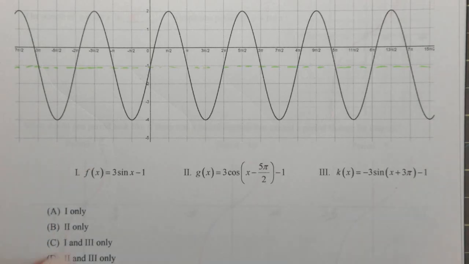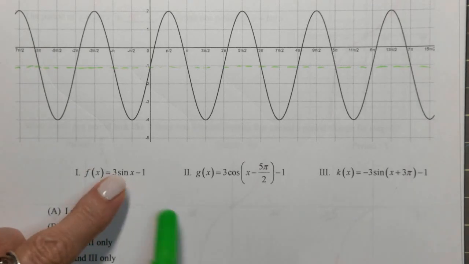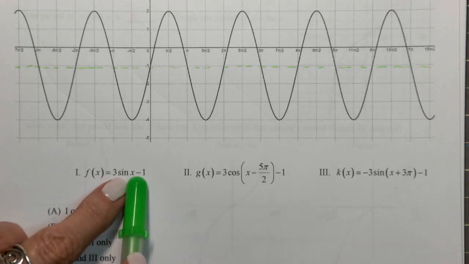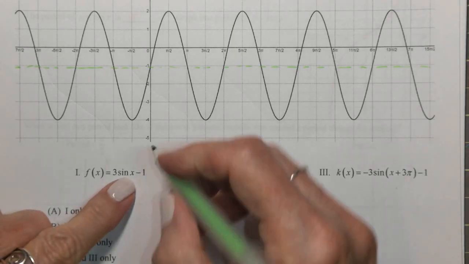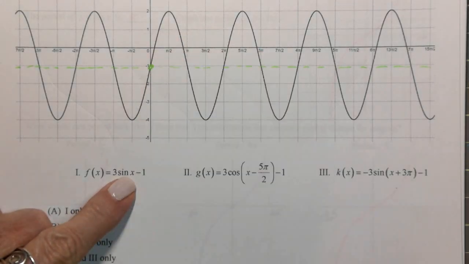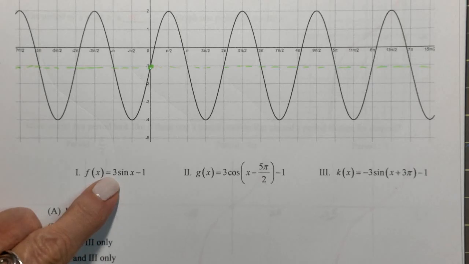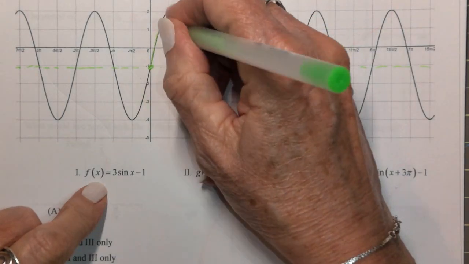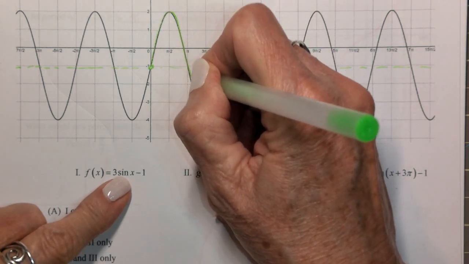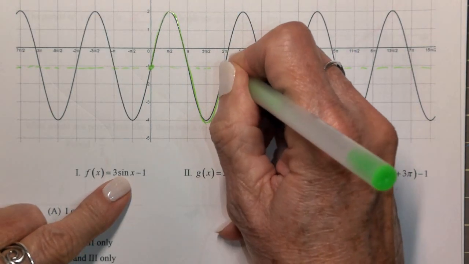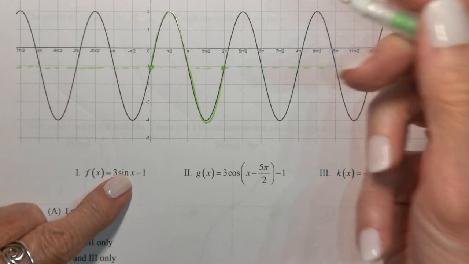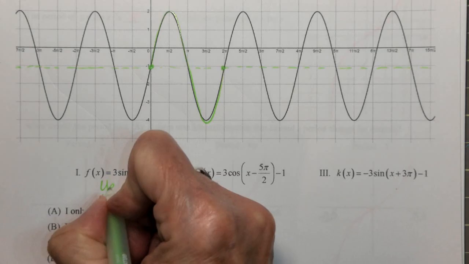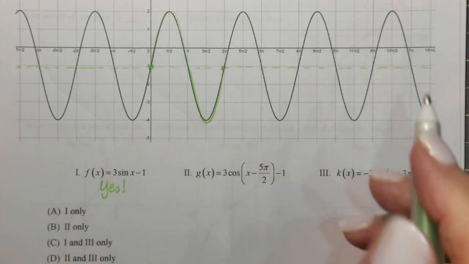Okay? I'm going to check out this one. This has no horizontal shift. So since it's a sine, it would start right at the origin. And it does. Up 3. Does it go up 3? It does. The period is still 2 pi. That all looks right to me. This is true. That one worked.